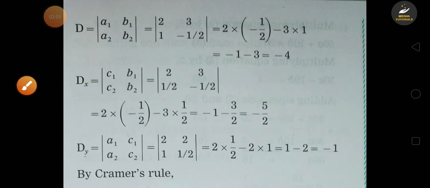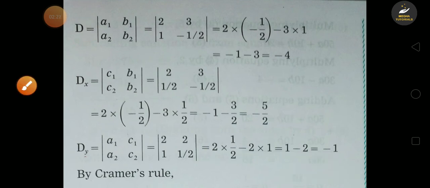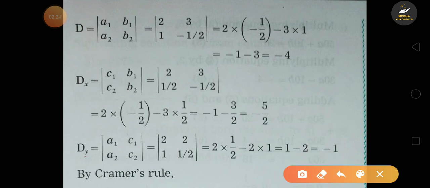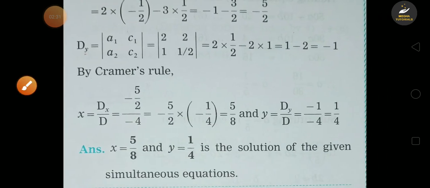Then in Dy, a1 a2 c1 c2 values are 2, 1, 2, half. So you will get in one bracket 2 into half minus 2 into 1. So 2 2 will be cut. So you will get 1 minus 2, which is equal to minus 1. So values of D, Dx and Dy are minus 4, minus 5 by 2 and minus 1. Then in the next step using Cramer's rule we can find values of x and y.